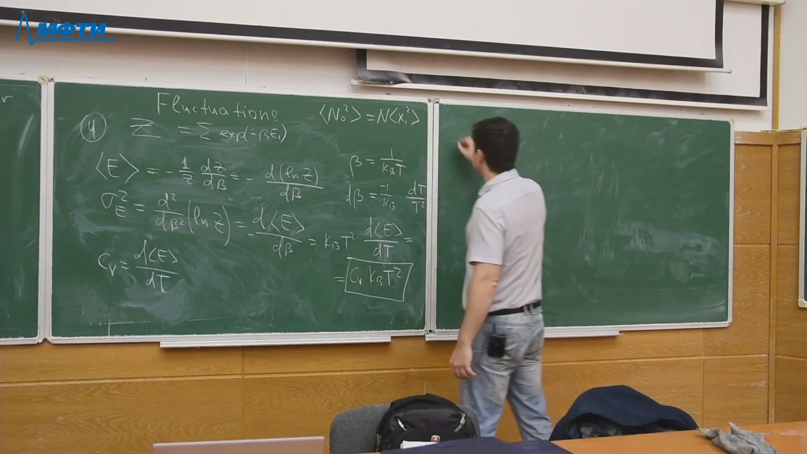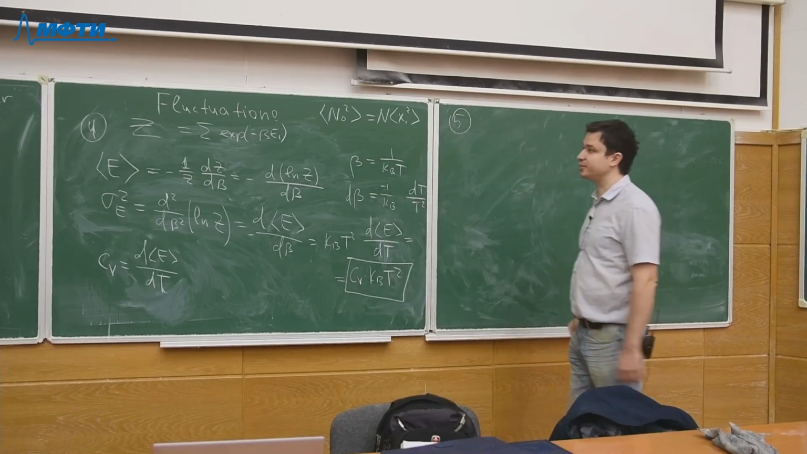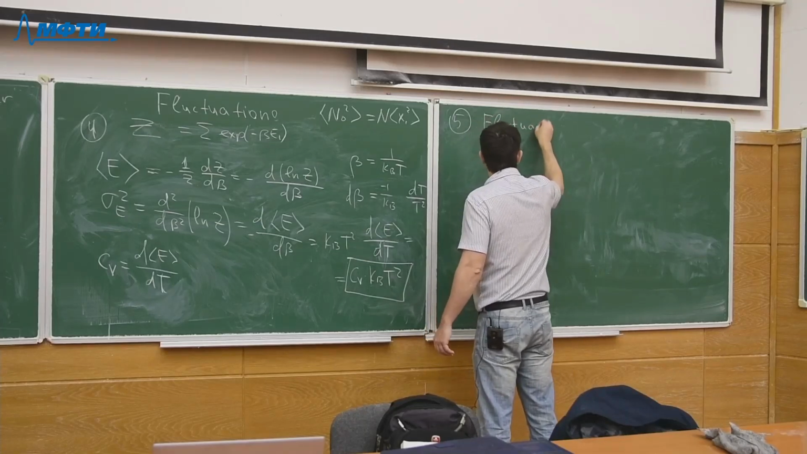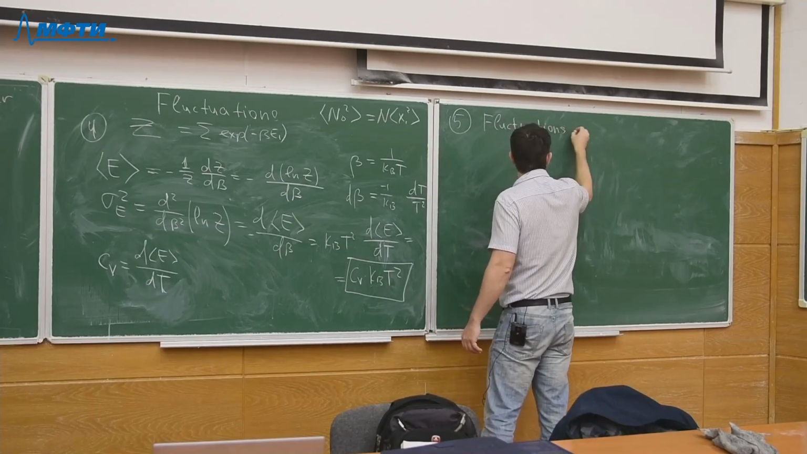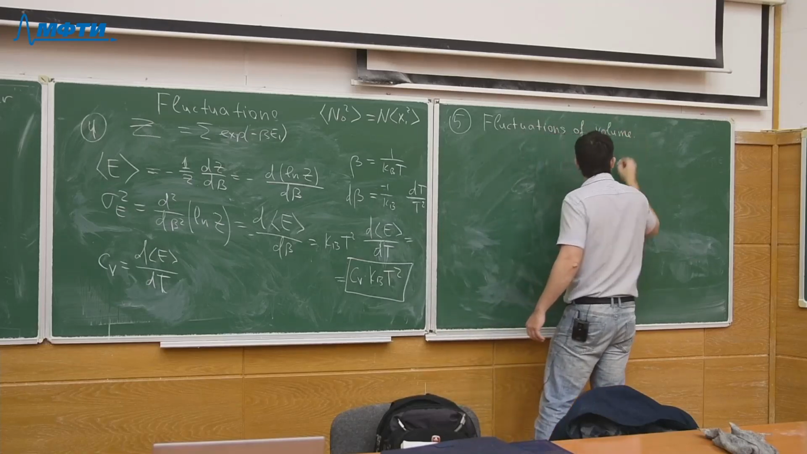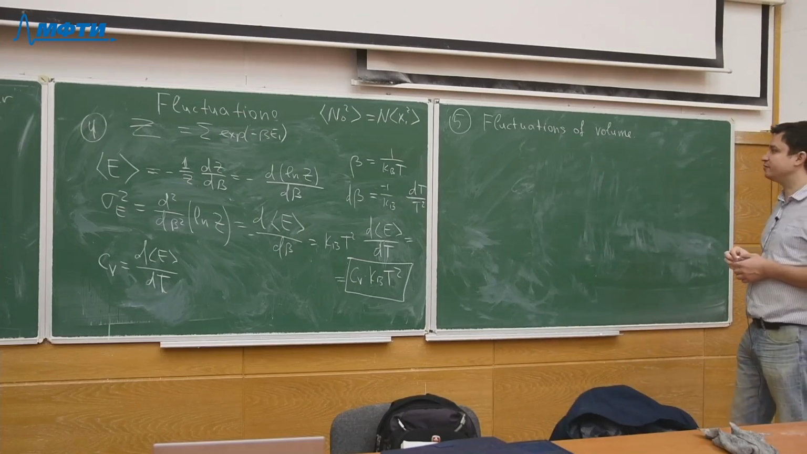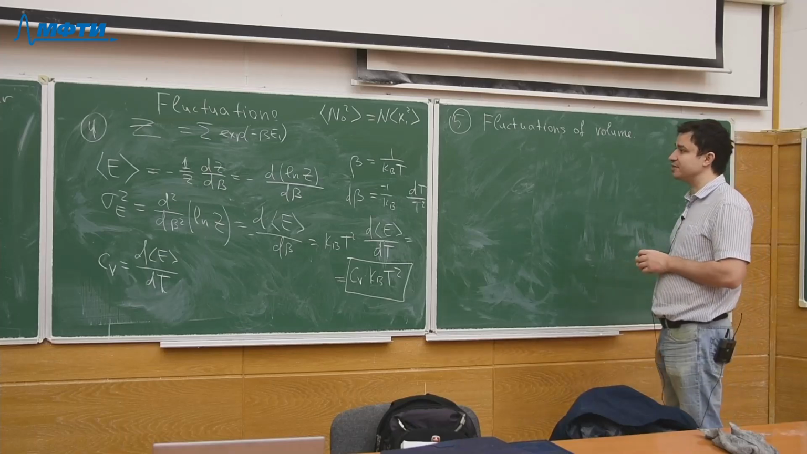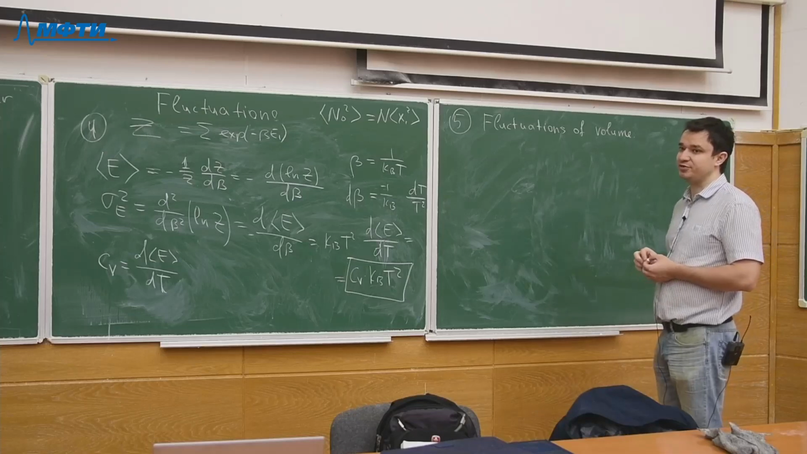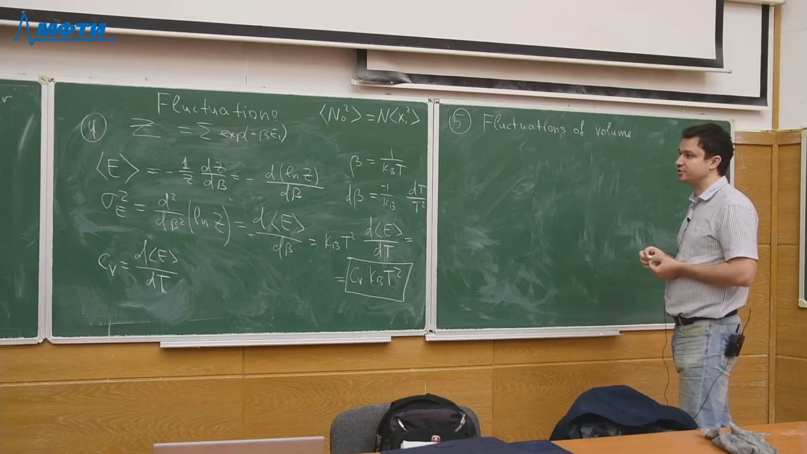Okay, now let's go to the fifth story. The fifth story would be about the fluctuations of volume. And to calculate fluctuations of volume, I'm going to use some sort of a tentative approach. It's not a rigorous one, but it gives correct results, which exactly coincide with the calculations using the rigorous approach.